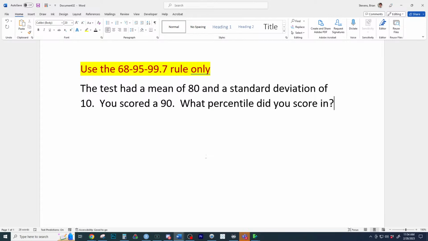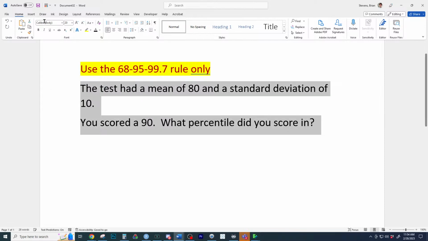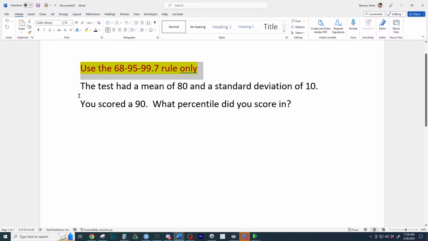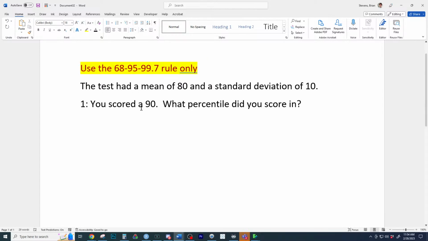So I'll write more questions based on this. So we'll do the first question right here on using this data. So there's question 1. Use only the 68, 95, 99.7 rule only. Who knows this one? What does percentile mean? So to solve this, you have to know what percentile means.